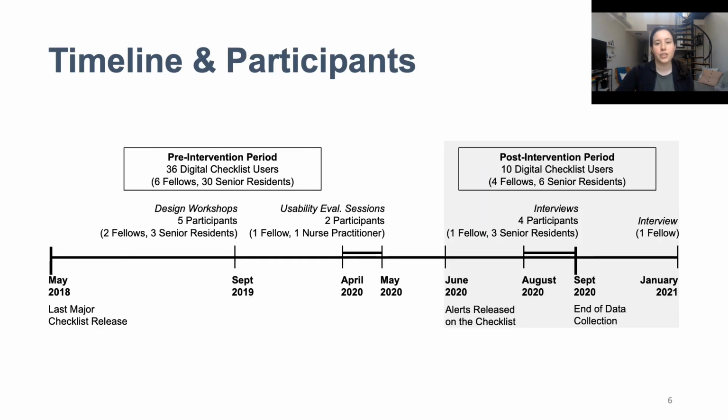Our pre-intervention time period was 2 years. During this time, we ran design workshops and usability evaluation sessions. We released the alerts at the hospital on June 1st, 2020. We then collected data from the checklist for 4 months. During this post-intervention time period, we also conducted interviews with 5 clinicians.